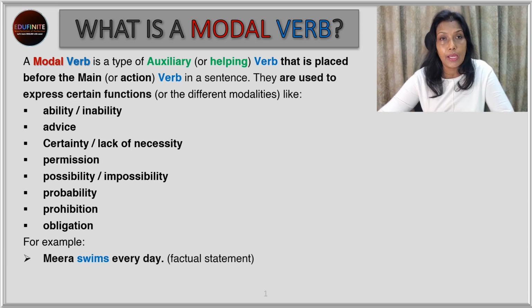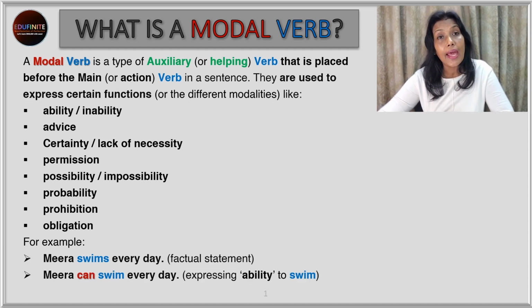Now, if we say, Mira can swim every day. So what is this word can telling us about? It is expressing the ability of Mira that she can swim. She is able to swim. So this small word can is a modal verb. And what is it doing? It is expressing what? Ability. That means Mira can perform that action of swimming. Okay? So she can perform that action. She is able to do that.